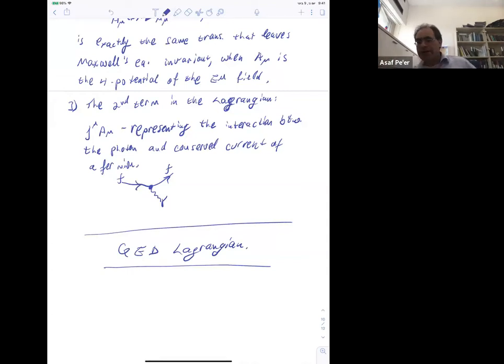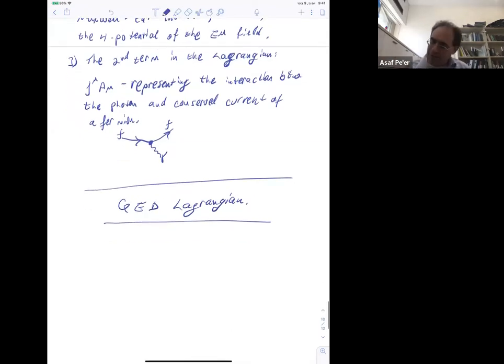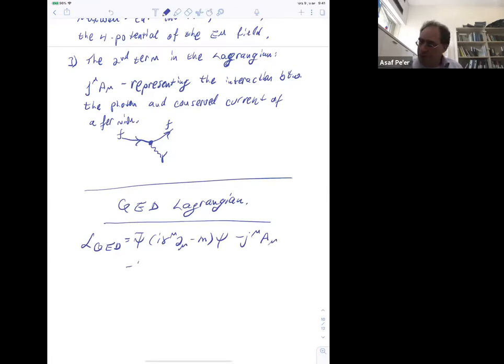So we still need a kinetic term for the photon, but we know what that is because we wrote down the Lagrangian for the electromagnetic field last lecture. So we simply copy that, and what we end up with is L_QED: psi bar (i gamma^mu d_mu minus m) psi. This is the kinetic term and the mass term for the electron. Then we have the interaction term between the electron and the photon. And then we have the kinetic term for the photon. And that's it.